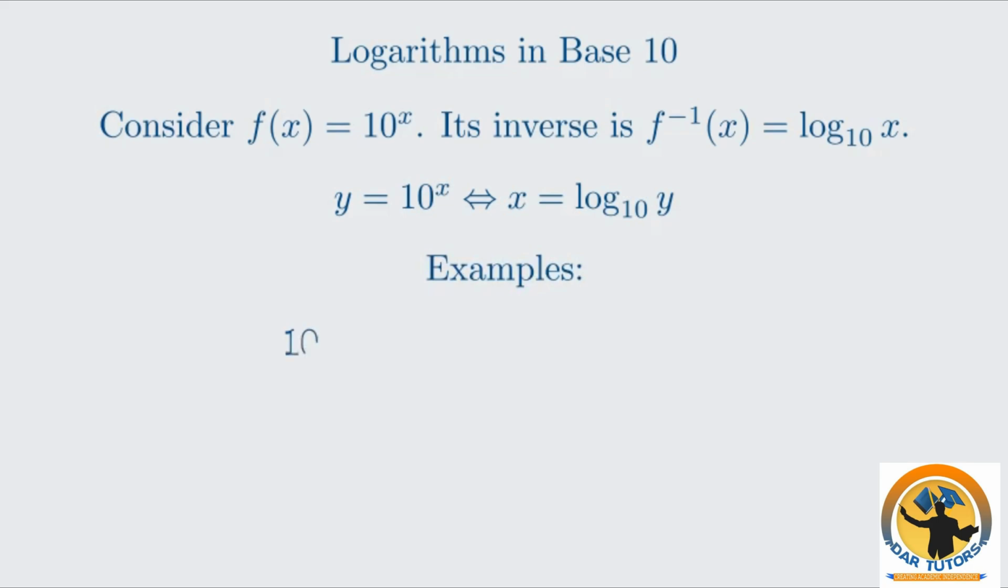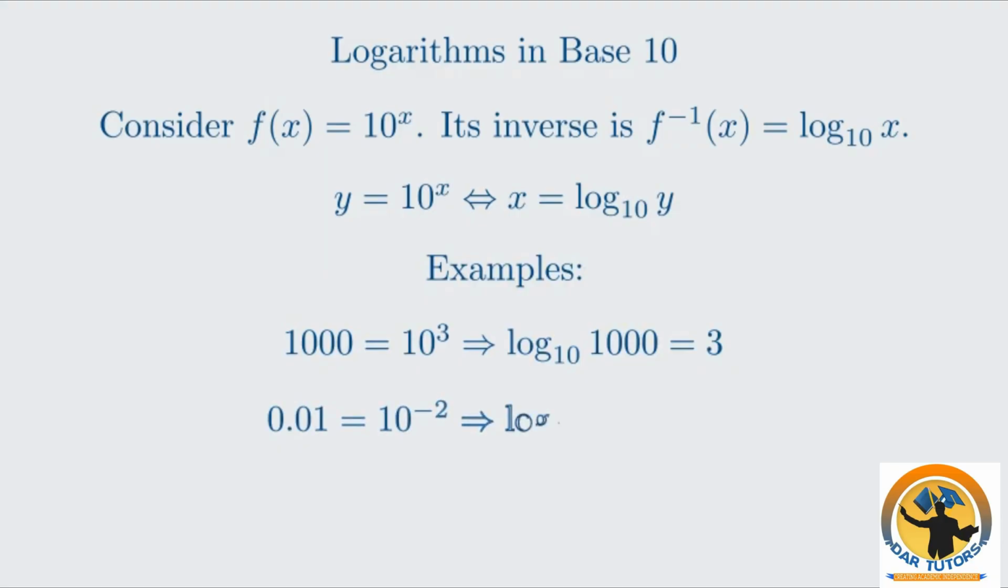For example, since 1,000 equals 10 to the power of 3, the logarithm in base 10 of 1,000 is 3. Similarly, since 0.01 equals 10 to the power of negative 2, the logarithm in base 10 of 0.01 is negative 2. A common convention is that if no base is written, it is assumed to be base 10. So log of a means log base 10 of a.